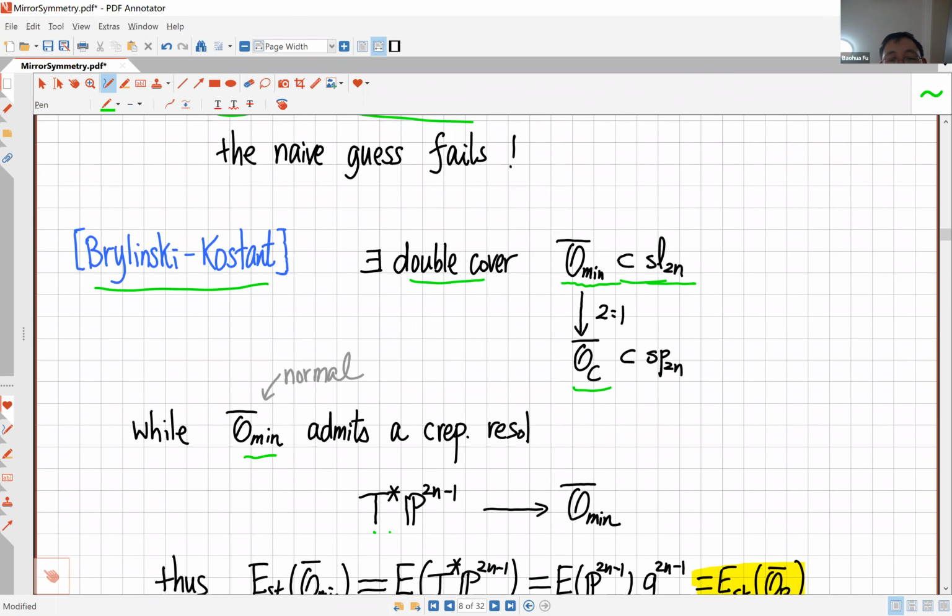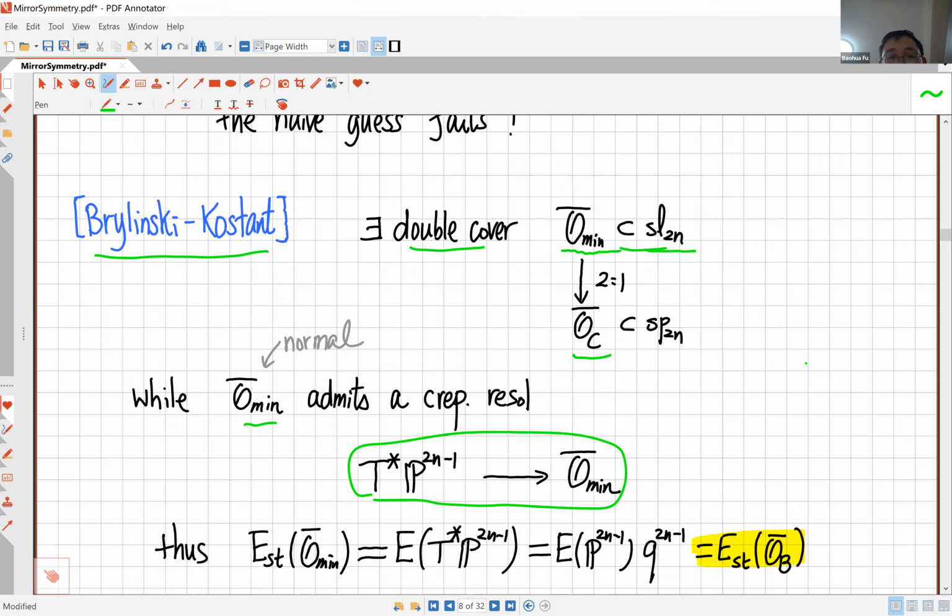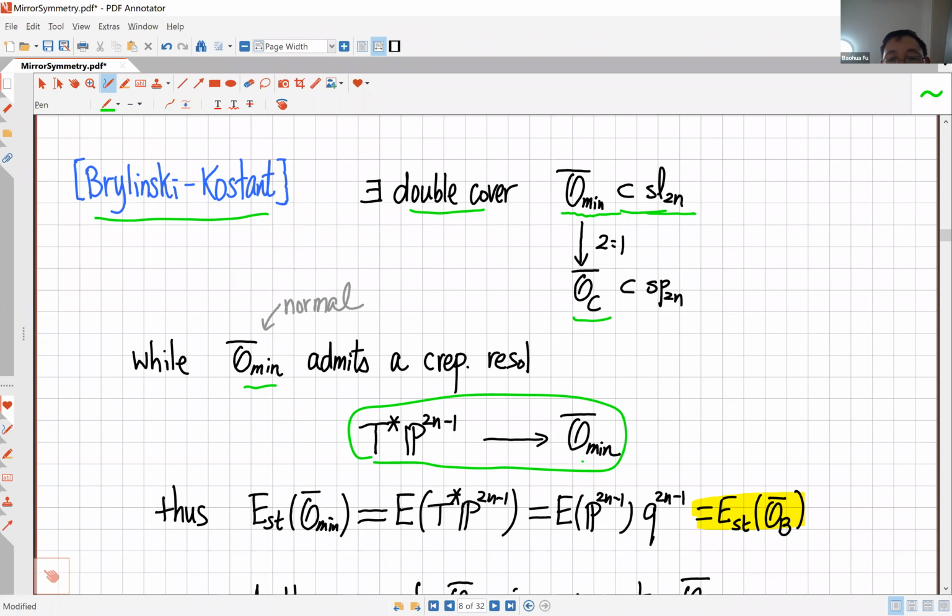It is just given by T* of P^(2n-1). And then you remark that this is a crepant resolution. So the stringy E-polynomial of this O_min can be computed just using this crepant resolution. And it turned out to be just this one.